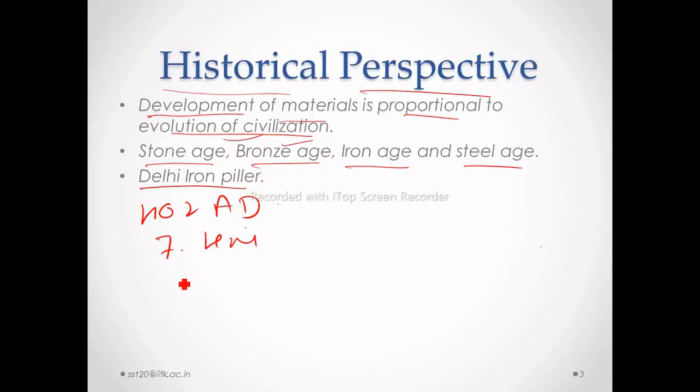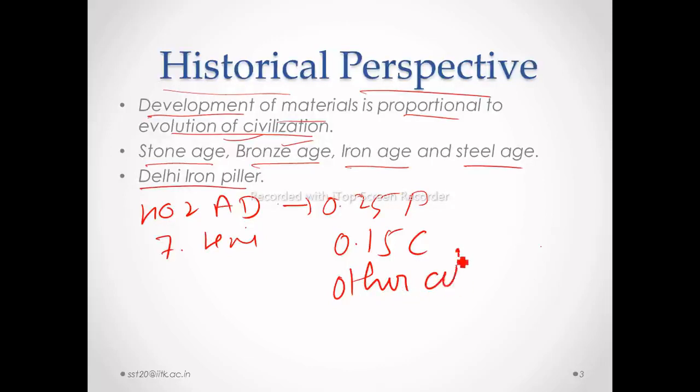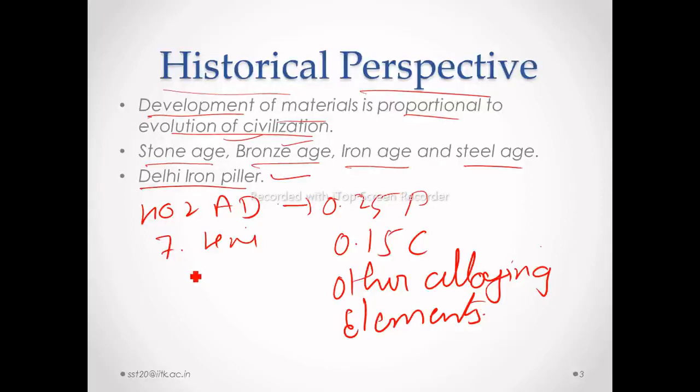Till now, not even a small amount of rust has formed on the iron pillar. After research by Indian scientists on this iron pillar, it was found that its composition has a higher quantity of phosphorus, about 0.25% phosphorus, and 0.15% carbon, and other alloying elements. These alloying elements form a thin, protective passive film that provides corrosion resistance and prevents corrosion. Because of this, it has not corroded at all. This is a brief history.